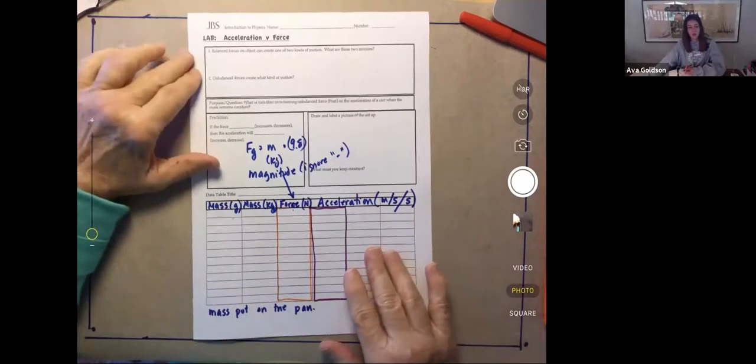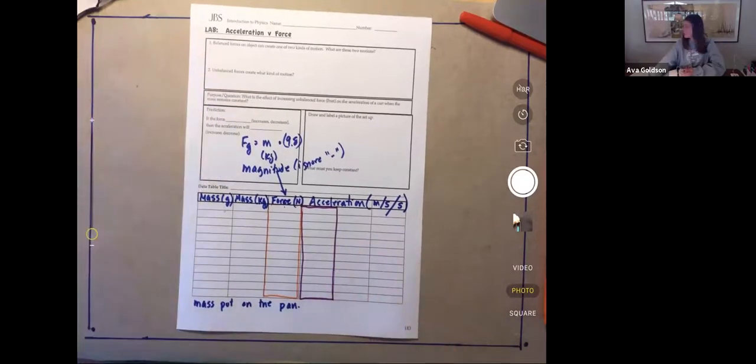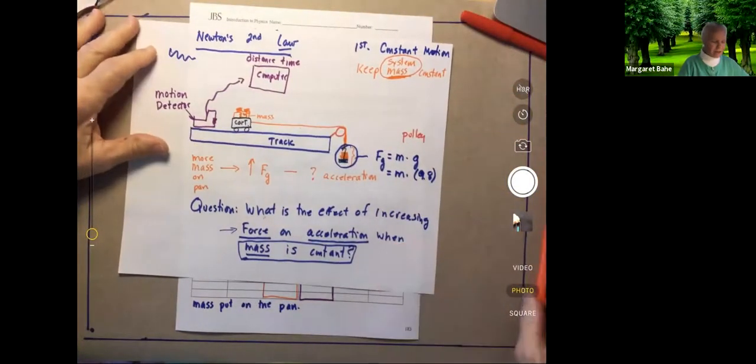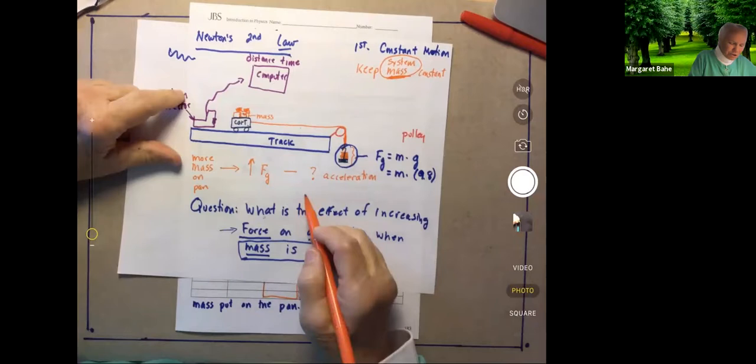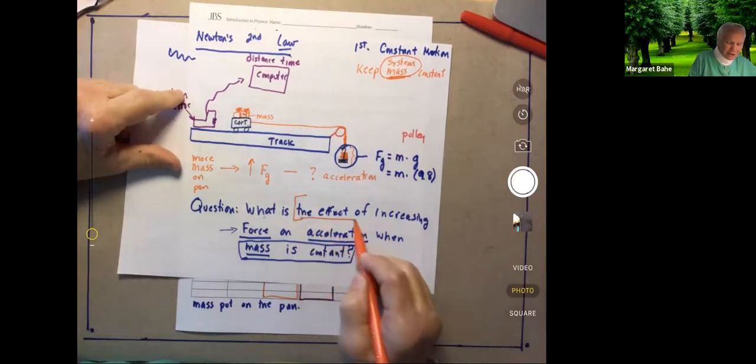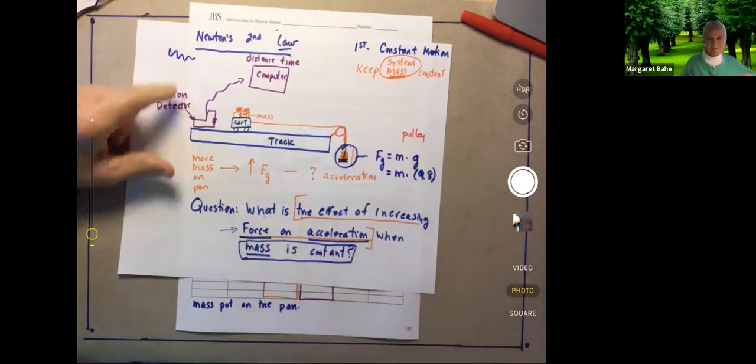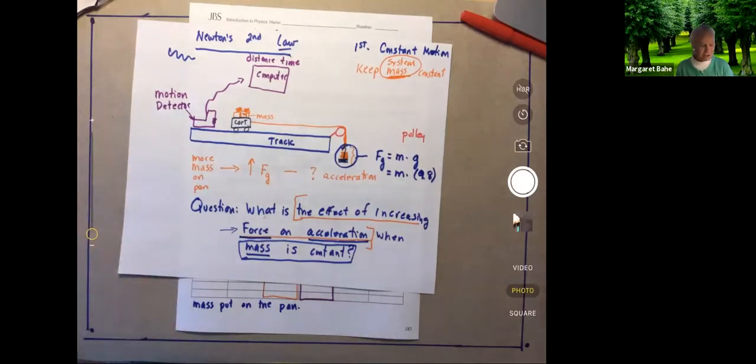So is the title of the graph, is it like the effect of force on acceleration or something? It sure is. So if I go back and look at my question here, right here, here's your title, the effect of increasing force on acceleration.